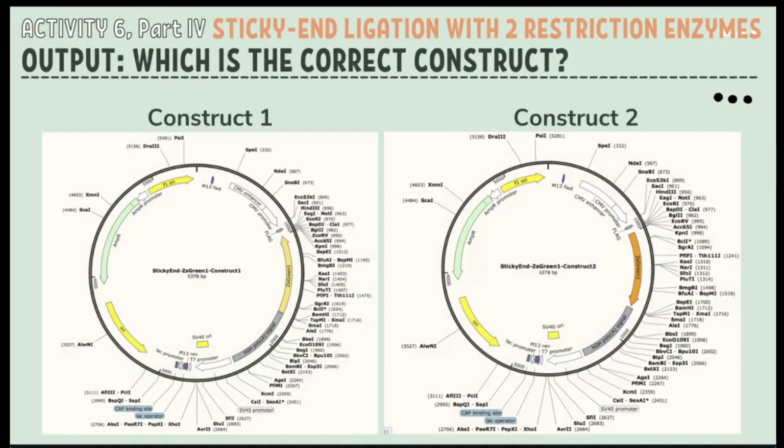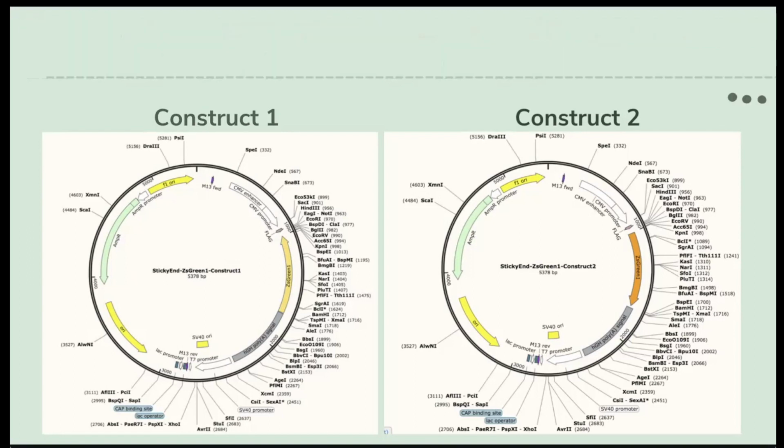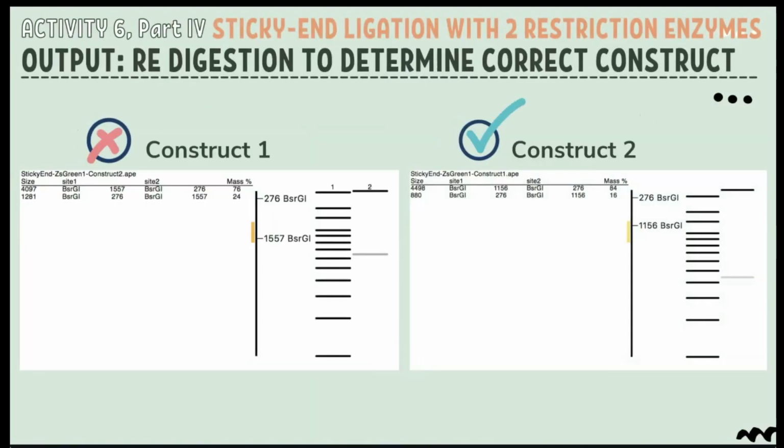Just like the previous activities, there's only one correct construct, and that's construct 2, as it contains the correct transcription direction. Specifically, construct 2 is the correct construct since the CMV promoter has the same direction as the gene of interest, and the promoter is found upstream of the gene of interest. Again, similar to the previous activity, restriction enzyme digestion can be used to determine the correct construct. Here, we use BsrGI to digest the plasmids. And if the experimental gel profile is the same as the gel profile for construct 2, then that plasmid is the correct construct.